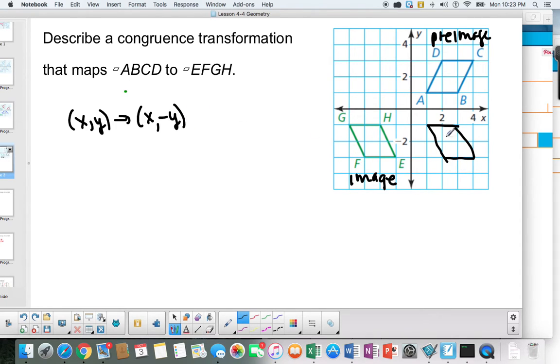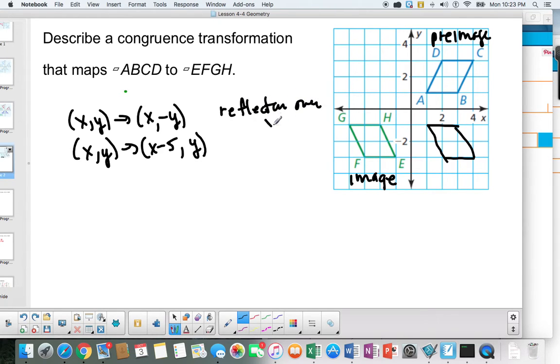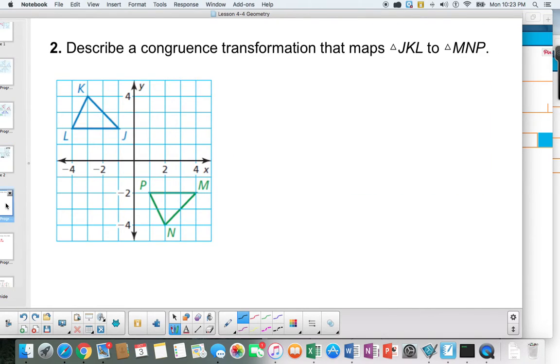And then from here it looks like I can translate. So x comma y maps to, and it looks like I want to move 1, 2, 3, 4, 5, x minus 5, and I don't have to move up or down. So because I was able to do a reflection over the x-axis and a translation, these figures are congruent because I was able to go through rigid transformations that mapped one figure onto the other.